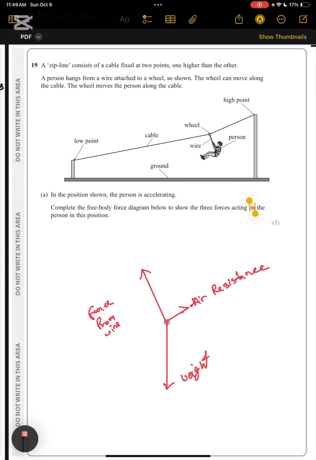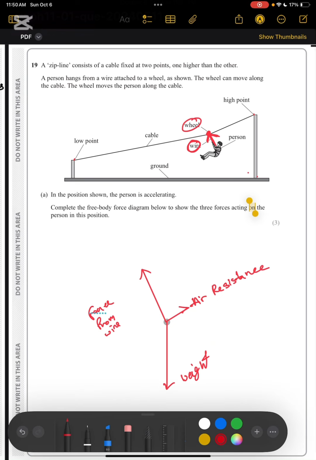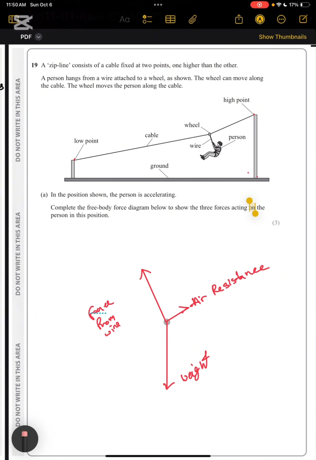They have said the force on the wheel from the wire. So there is a force in this position on the wheel from the wire. So the force will be in this direction. Force on the wheel from the wire. And another thing that they have mentioned is the direction will be downward, as the force is on the wheel from the wire. The wire is exerting the force. So the force on the wheel will be downward.